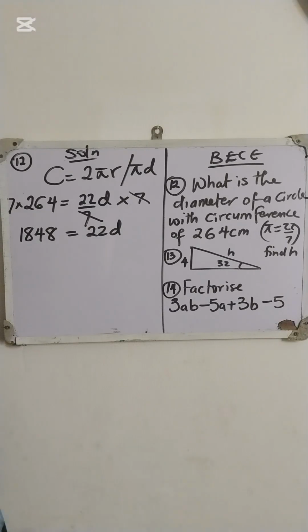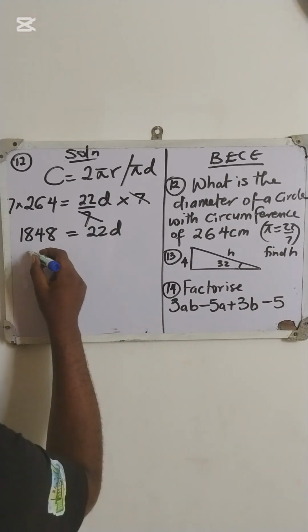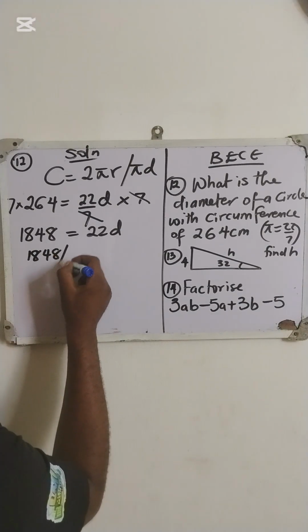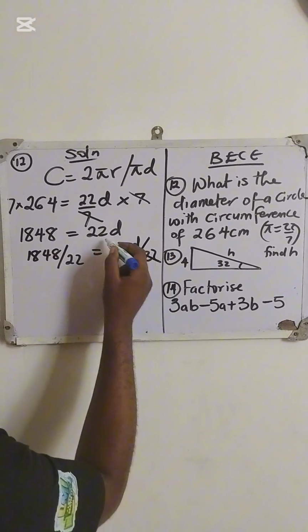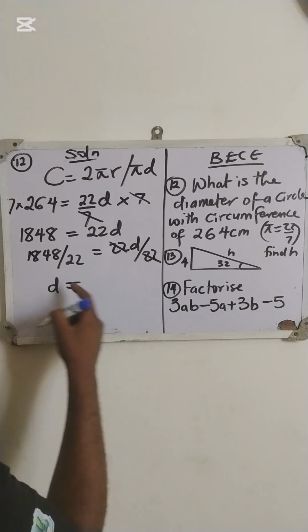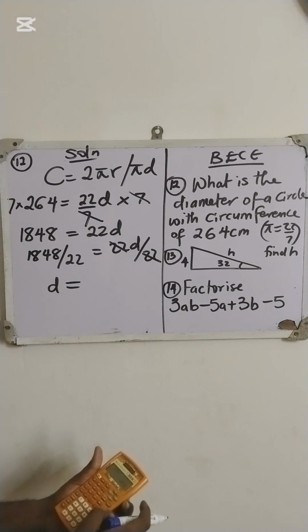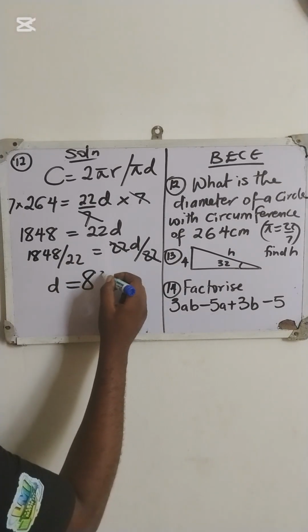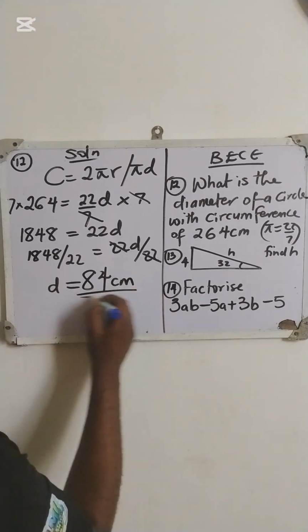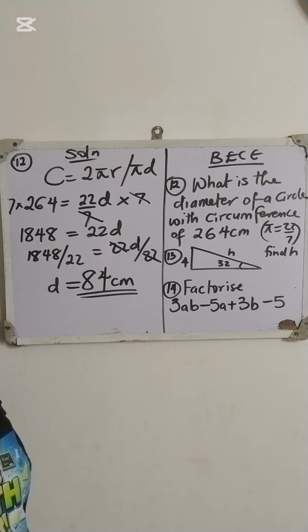When we get here, we know what next step to do. Divide both sides by the coefficient of d. So we have 1848 divided by 22 equals 22d divided by 22. The 22's go. 1848 divided by 22 gives us 84. So 84 centimeters is the diameter of the circle.